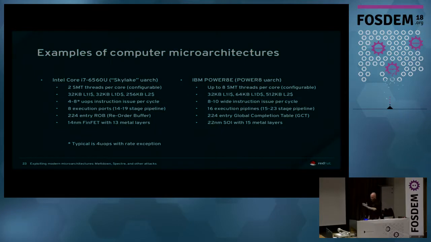Examples of implementations of architectures. So here's the Skylake in my laptop. That's why I'm using that example. It's a little bit older. And you can see it's got 224 instructions that it can have in that ROB. And then you've got an IBM Power 8, which also can have 224 instructions, but they call it a global completion table because IBM is different in lots of ways, good ways. And you also see how many instructions the machine could have in flight.